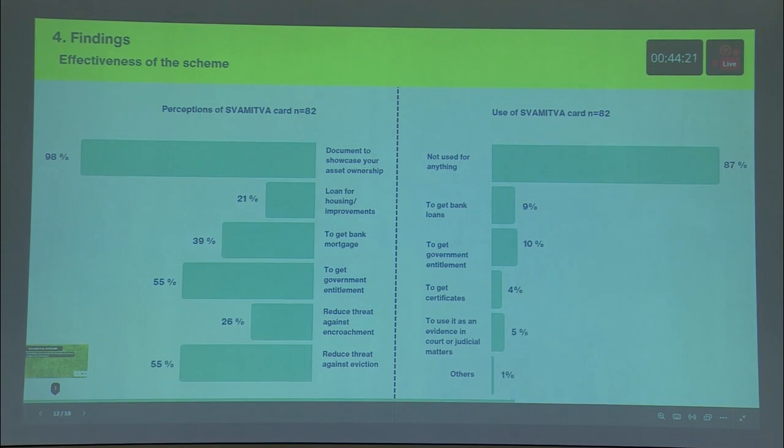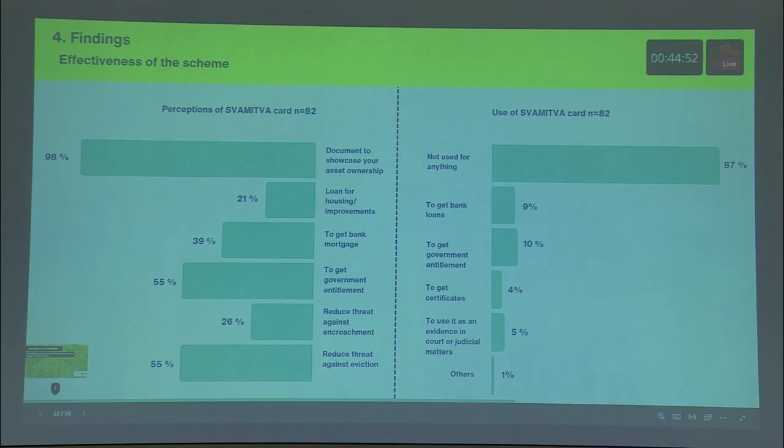And finally, when it comes to findings, in terms of effectiveness of the scheme, when we asked people what they felt about the Svamitva card they received, around 50% of the population that we had surveyed had already received the Svamitva card. In terms of perceptions, they are pretty positive. People have understood the essence of what the scheme is for. They understand that it is an asset to showcase your ownership. It provides you loans for housing improvements and to get a mortgage.